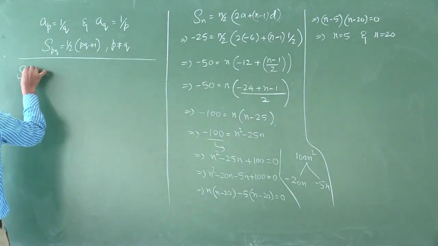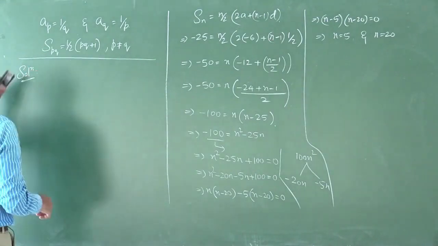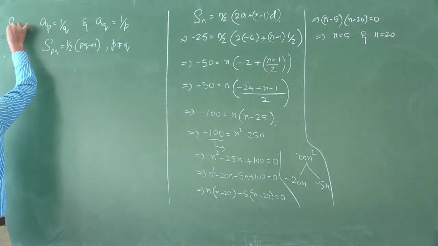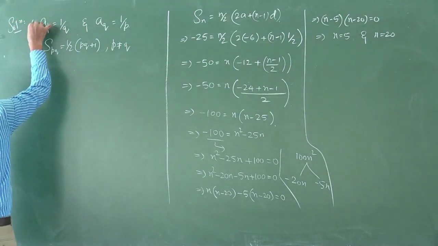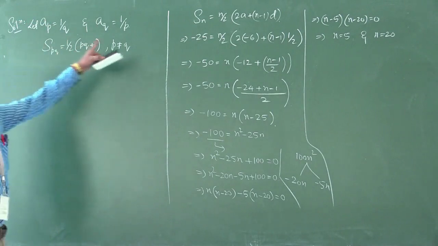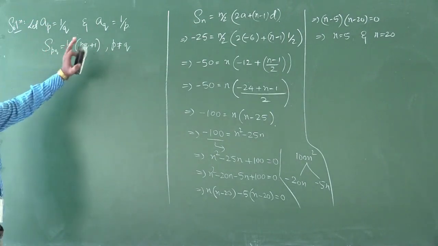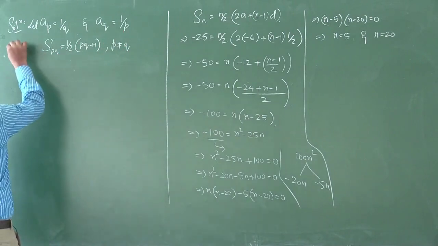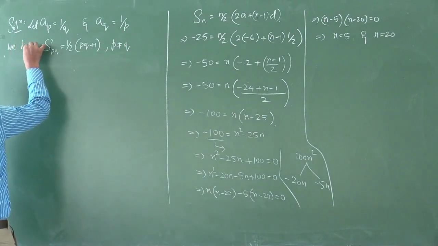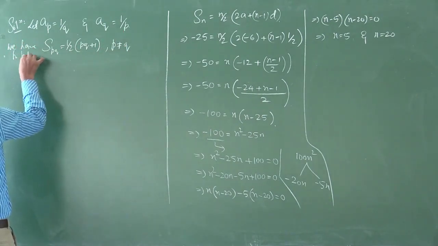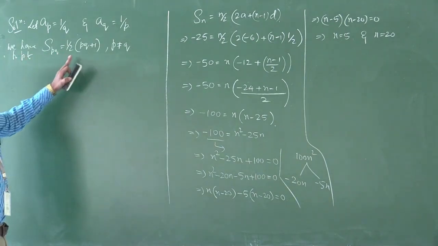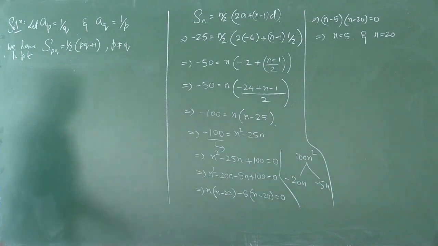Okay. We start the solution like this, or we can start it here itself. Let AP, we will write what is given. Let AP be 1 by Q and AQ be 1 by P. We have to prove that SPQ equals 1 by 2 into PQ plus 1.